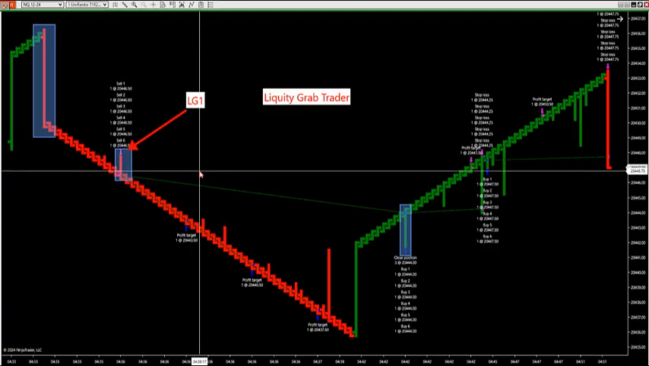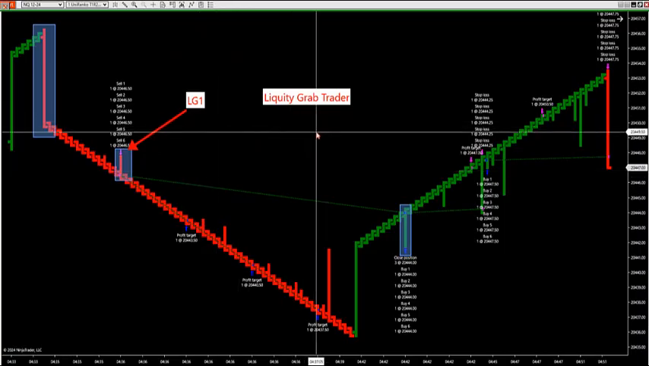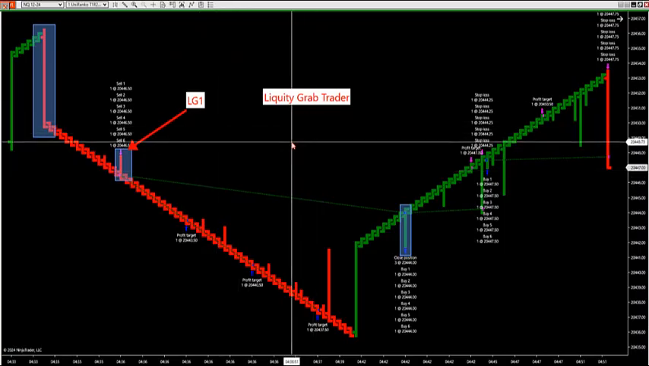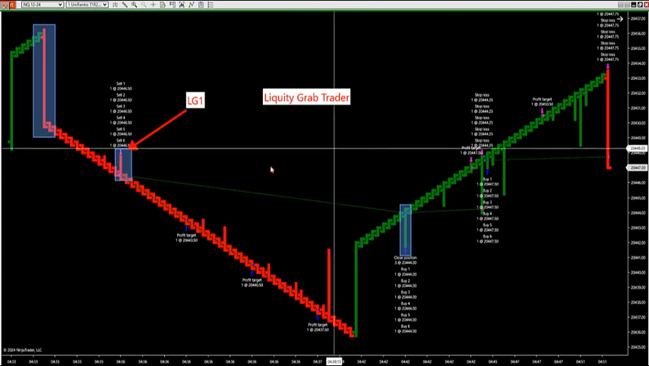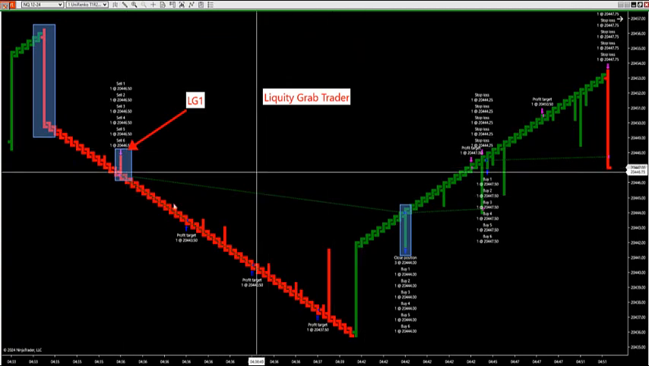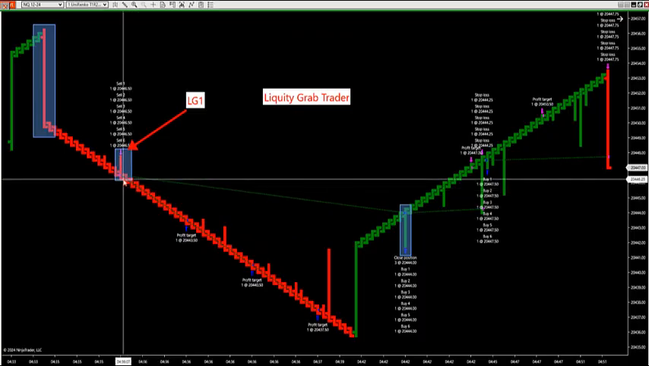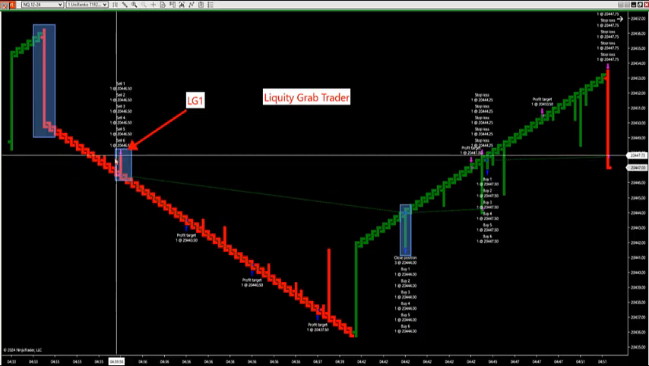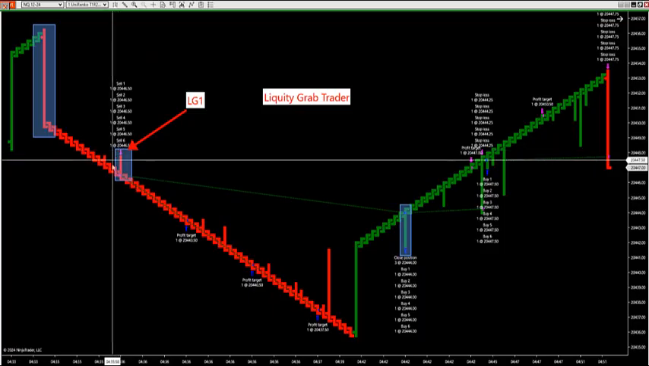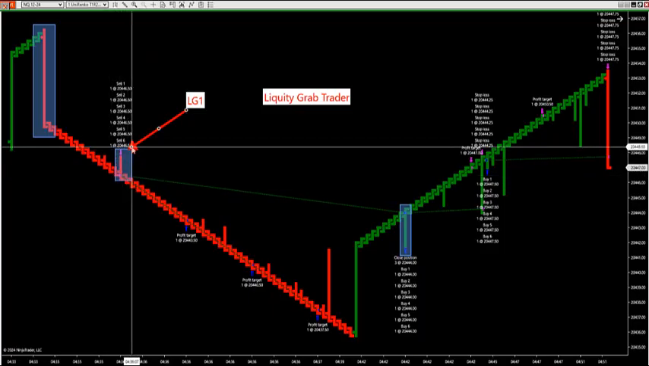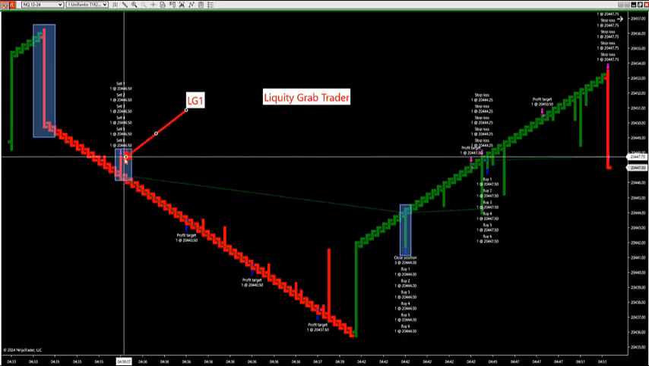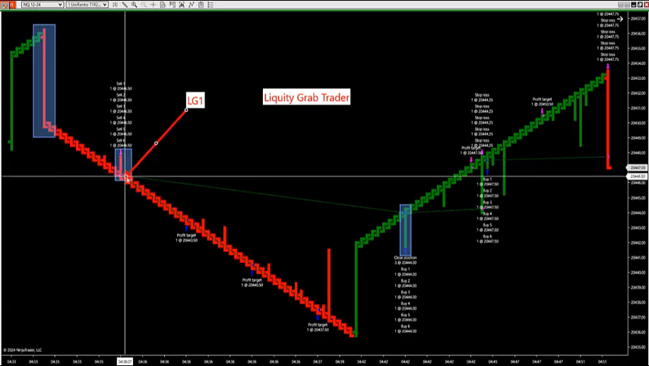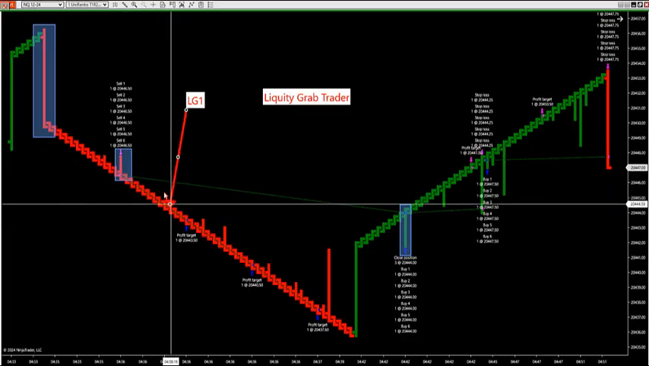I'll have even a 5-minute chart pulled up running at the same time. I'll have multiple charts pulled up at the same time. So you can watch a liquidity grab trader trade multiple bar types. What it will do, it will look for the first grab of liquidity when they're pushing the market against trend and they reverse it back down for continuation.